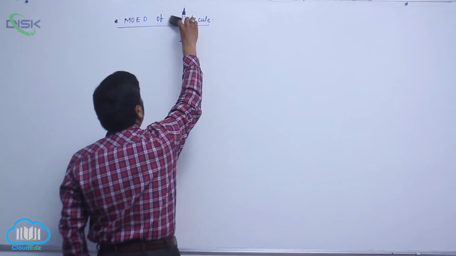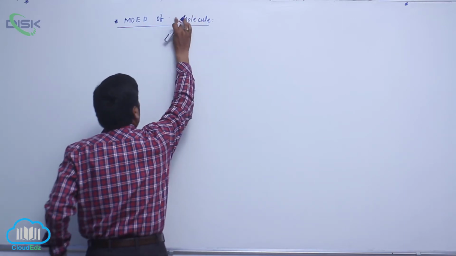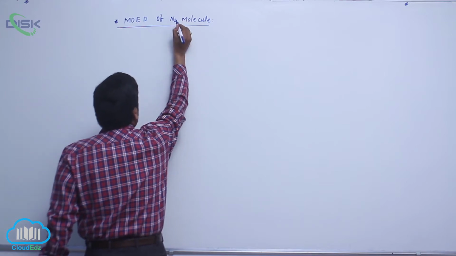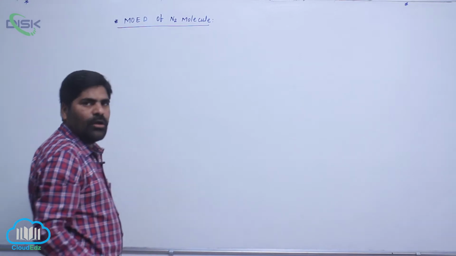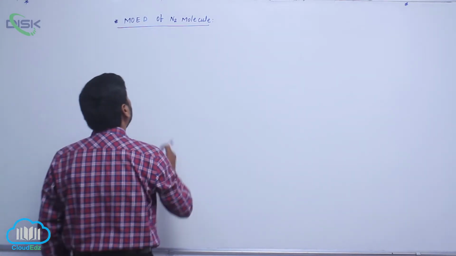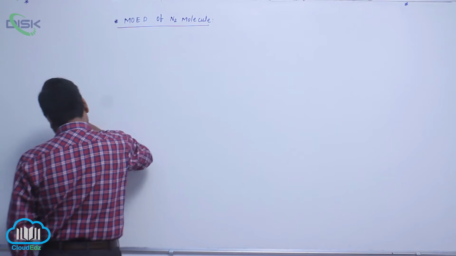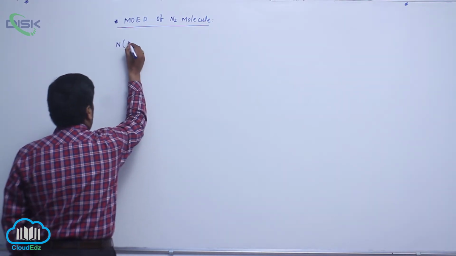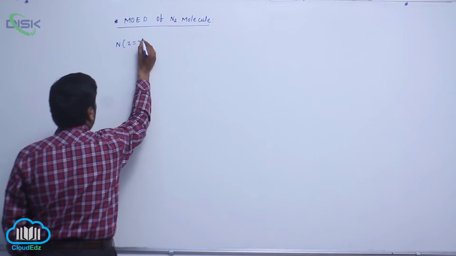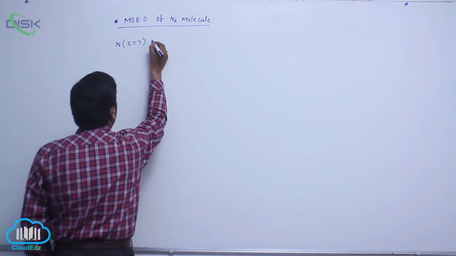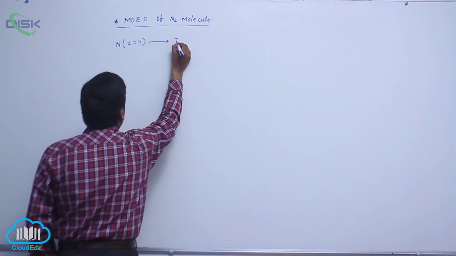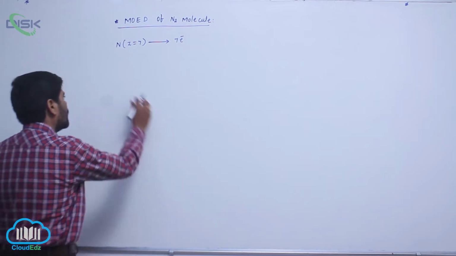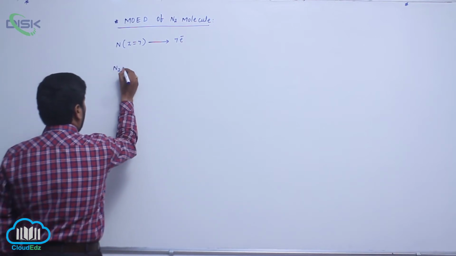Carbon is done. The next element is nitrogen, the N2 molecule. Nitrogen's atomic number is 7. So how many electrons does one nitrogen atom contain? 7 electrons.